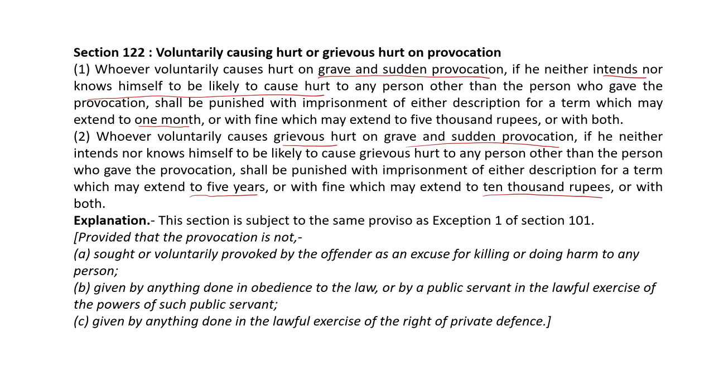Again, this section is subject to the same proviso as exception 1 of section 101. What does it say? What is the proviso to section 101? I have reproduced it here. Provided that the provocation is not sought or voluntarily provoked by the offender as an excuse for killing or doing harm to any person. So, the provocation should come to the accused. It should not be self-sought. It should not be a stage-managed situation.